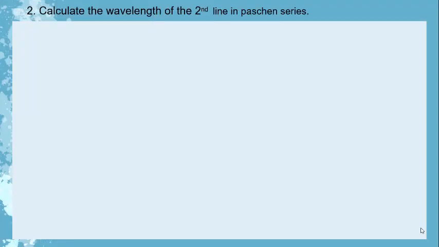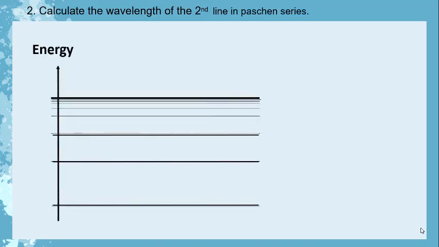Next, we proceed to the second question. Calculate the wavelength of the second line in the Paschen series. Let's revise. What is the ground state for the Paschen series? As we know, the ground state for the Paschen series is n equal to 3. So for this question, the second line in the Paschen series is produced when an electron makes a transition from the 5th energy level to the 3rd energy level.